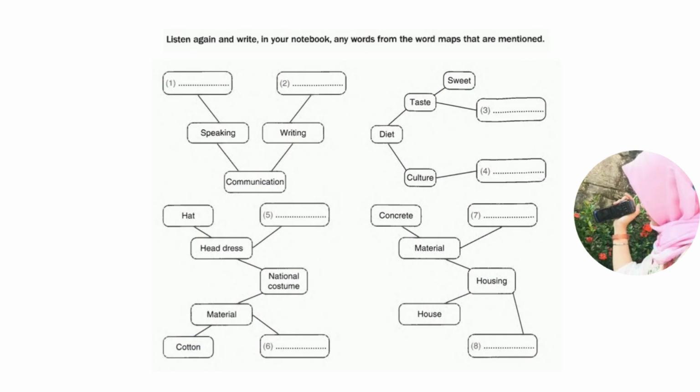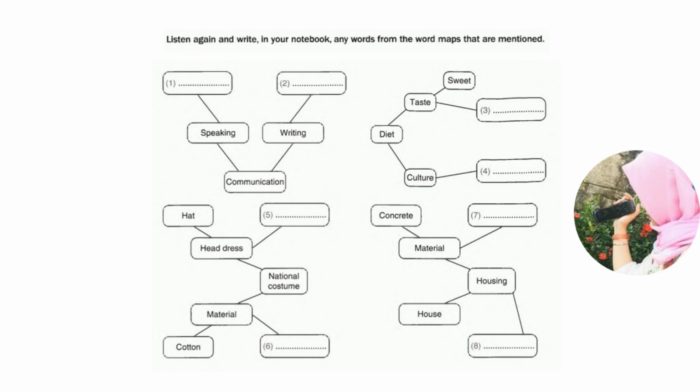Good luck. Okay, guys, for this exercise, you have to listen to audio track 27 again. Listen to the audio again and write in your notebook any words from the word maps that are mentioned. You have to find 8 words that are mentioned on track 27 from the 4 conversations. So you have to fill in numbers 1, 2, 3, 4 until 8 that relate to these word maps.